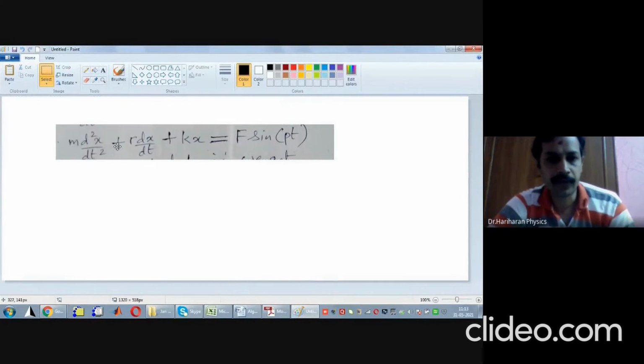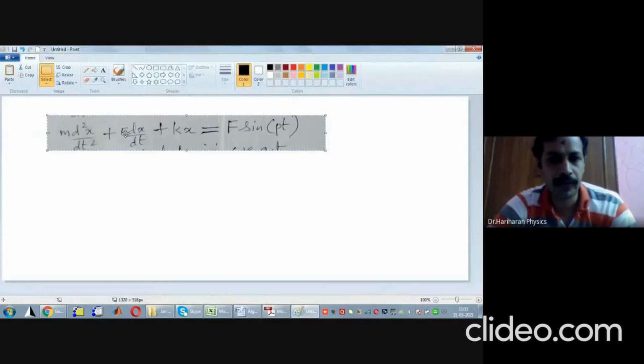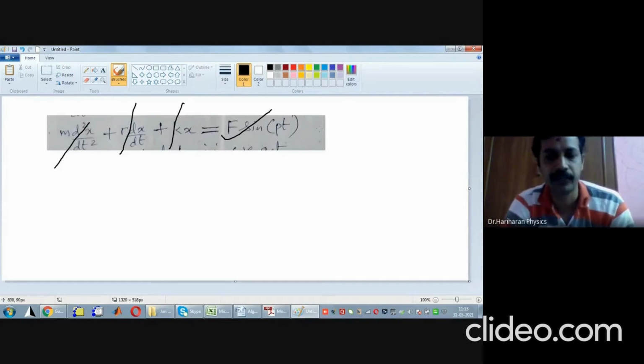Okay, so if we shift all these terms to the other side, what are we going to get? We get m d²x/dt² plus r times velocity plus kx is equal to the external force applied, and the external force is given by F sin(pt). This completes step 3. What is step 3? Apply Newton's second law of motion and get a basic differential equation in terms of acceleration.